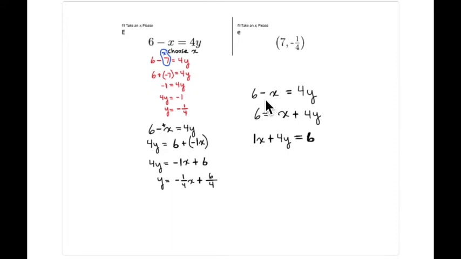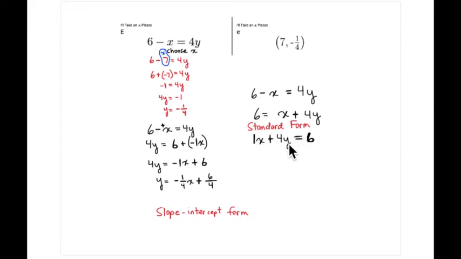The best way to do this is to change this to addition. So it's adding a negative x, and then you add the additive inverse, which is a positive x. That would make this 0, and you add a positive x to the other side. So that's where this x comes from. So 6 is equal to x plus 4y, and then just flip it over the equal sign, put the 6 on the other side. So now you have 1x. I'm going to put the coefficient there of 1. So this is 1x plus 4y equals 6.